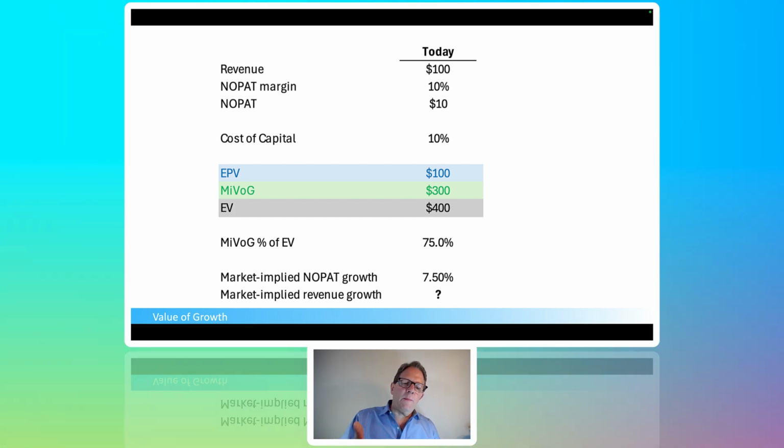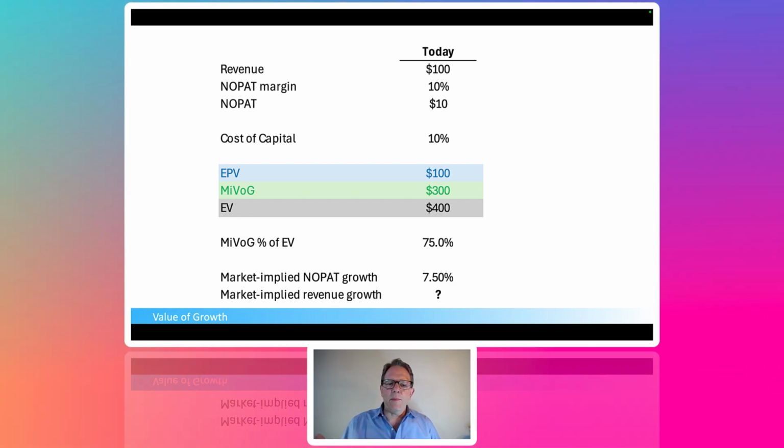So if I use 10%, we know that the market implied NOPAT growth is 7.5%. But what is the market implied revenue growth? I want that market implied revenue growth because that's the growth rate I'm going to compare to the industry. Now, if your NOPAT margins are not going to change, then your market implied NOPAT growth is equal to your market implied revenue growth. There's no change in margins. All right, so that's easy, right?